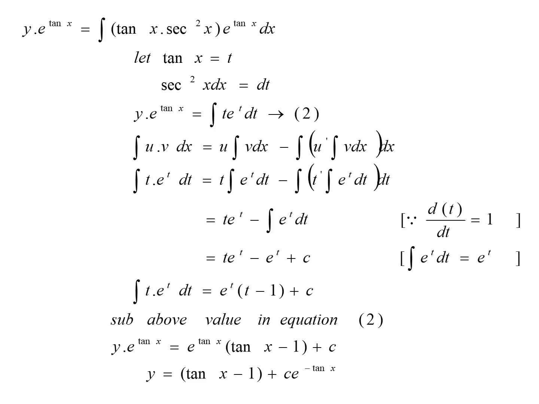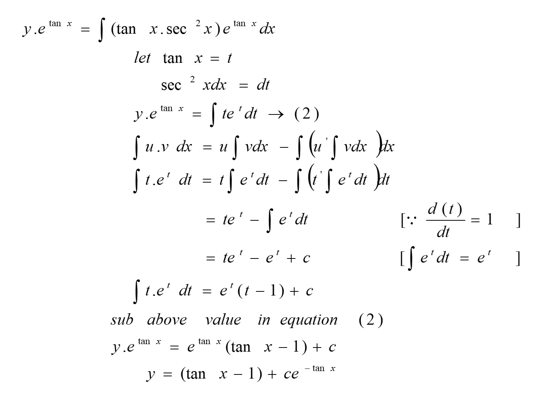So t into integral e power t into dt minus integral u dash, means t dash, integral v into dx, means e power t into dt, whole dt. Next line, t as it is, integral of e power t is again e power t, minus integral, derivative of t is nothing but 1 with respect to t. So 1 into integral e power t, again it becomes e power t. So finally after calculating the right side part, integral e power t into dt, we got t into e power t minus e power t plus c.